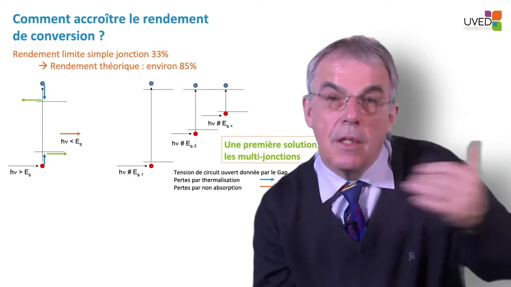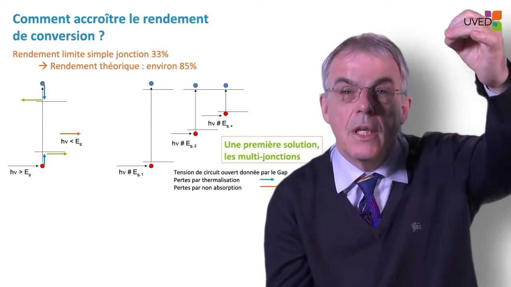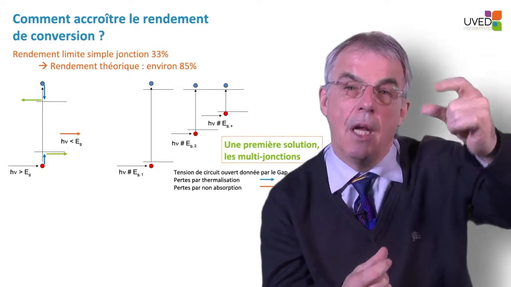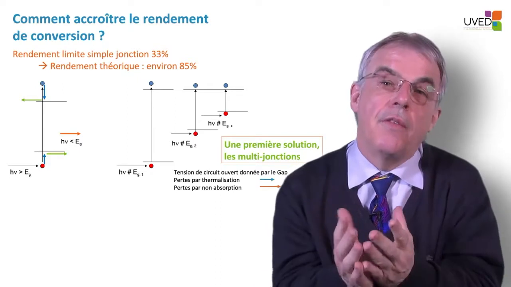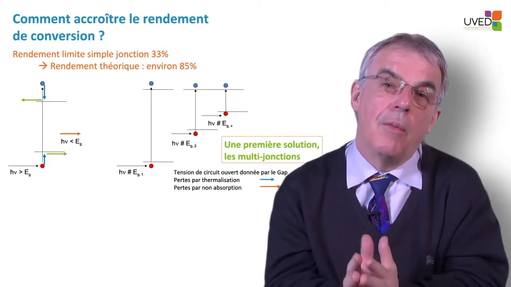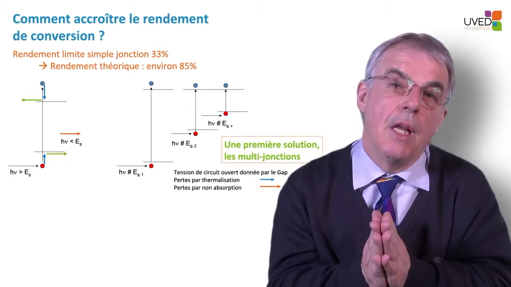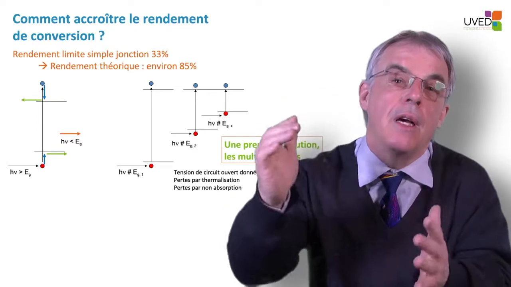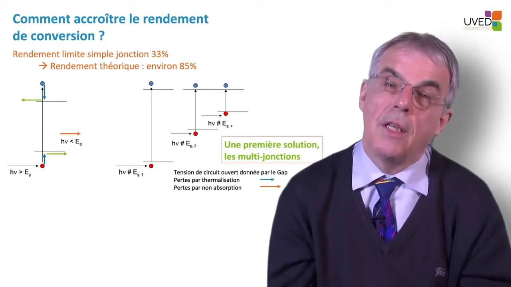Why? Because red photons are not absorbed, they do not have enough energy, and the blue photons that are within the UV spectrum have too much energy, and only a small fraction of the energy is recovered, the rest is lost and turns into heat. Now, according to theoretical calculations, the conversion yield could be increased to 85%. The question is, can we make systems that will go at least higher than the threshold of 33%?